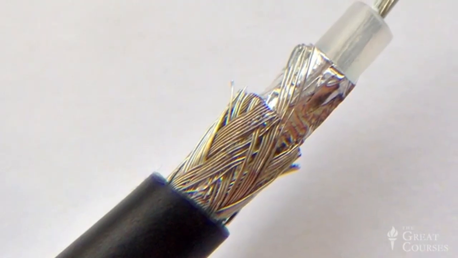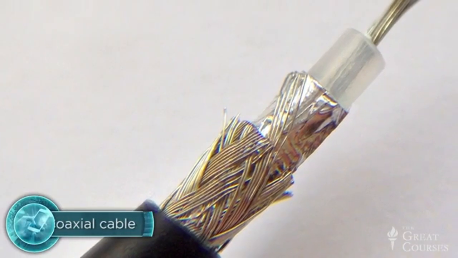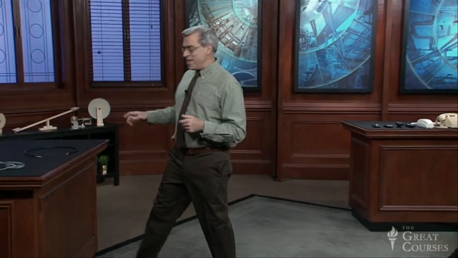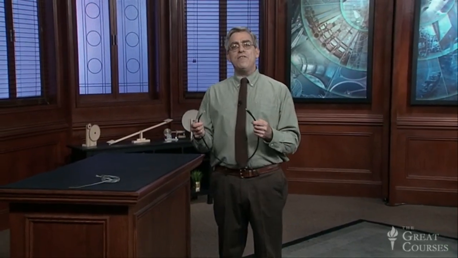For telephone, only 24 conversations at most can be multiplexed onto a standard 4-wire copper circuit. Beyond that, the higher frequencies required for multiplexing cause excessive power loss. This limitation was overcome with the development of coaxial cable. Now, you'll recognize this stuff as the cable used for cable TV.